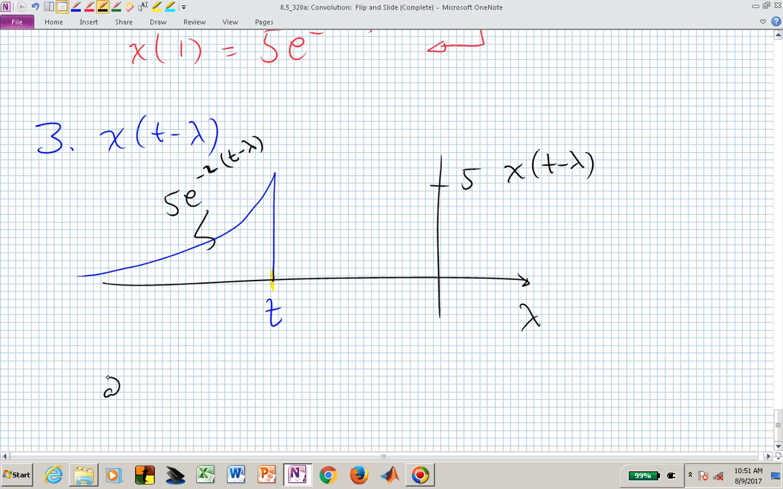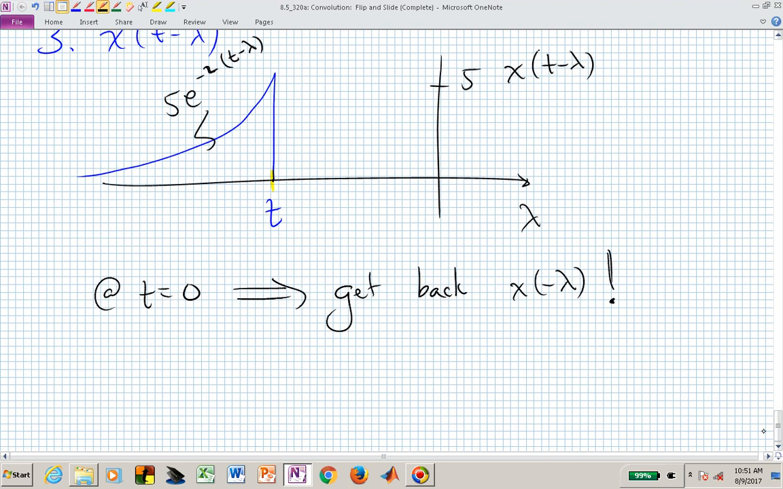Again, if we check our work here, at t equal to 0, we better get back x of minus lambda, which in this case we do. We now shift it over to where we're on top of lambda equal to 0 with this exponential decay, where the exponential decay is now decaying off to the left, as lambda approaches minus infinity.